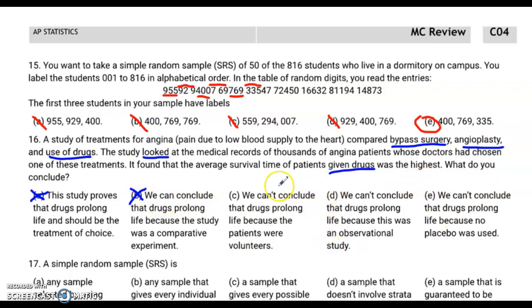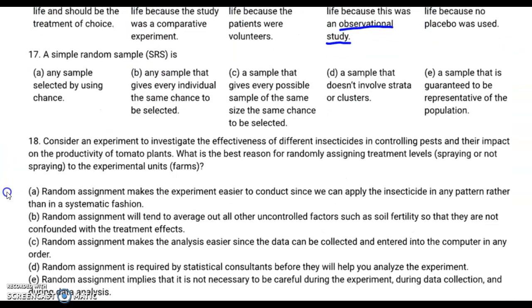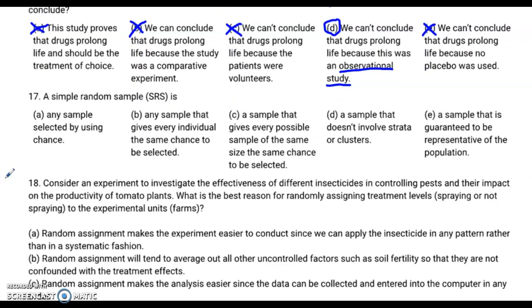Now, there are 3 different reasons why we can't conclude that drugs prolong life. The patients were volunteers. I wouldn't say that any patient necessarily volunteers to be a heart patient, right? And nothing here said that the patients volunteered. No placebo was used. That doesn't necessarily help us determine cause and effect. Remember, cause and effect is based on random assignment of treatment, not based on an observational study wherein there's no random assignment of treatment. The treatment just happens to be what it happens to be. Choice D is correct.